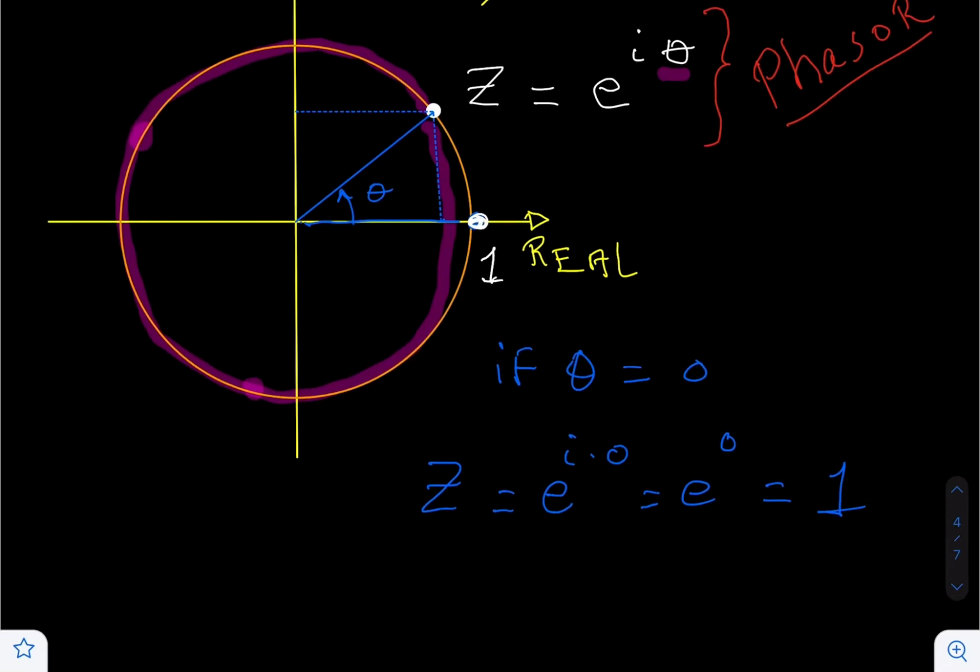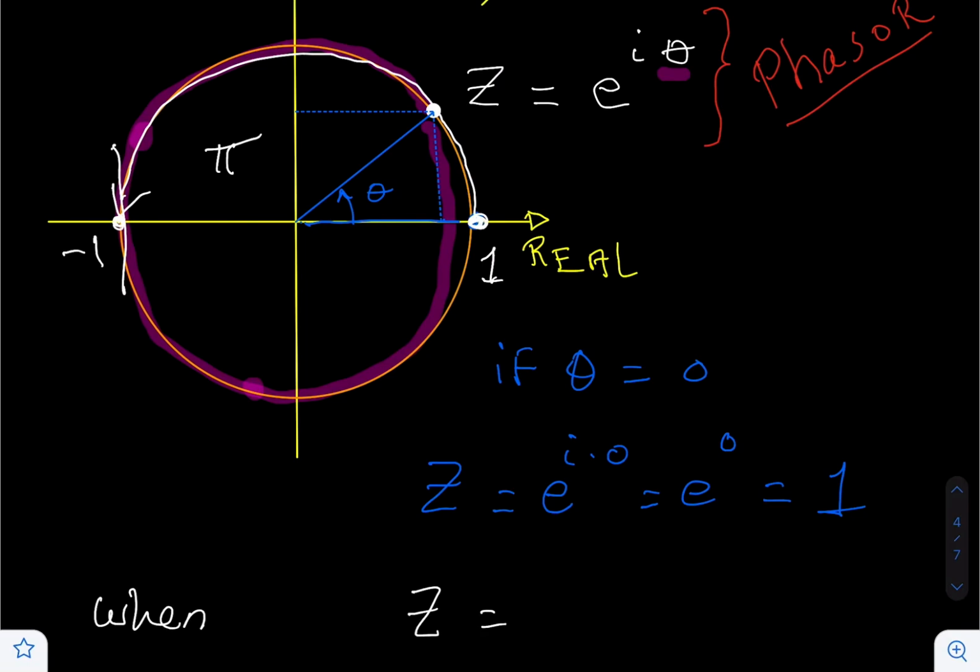Versus if you have 180 degrees, right? So you move 180 degrees right there. So the angle here is pi. So what you have here, this point right there, is equal to -1, and on the imaginary part, it's 0. So z, when angle theta is equal to pi, is equal to e exponent i pi, right? And that's equal to -1.